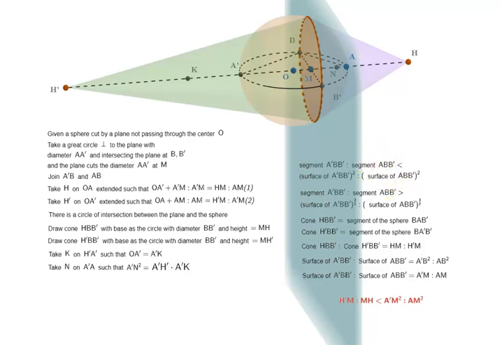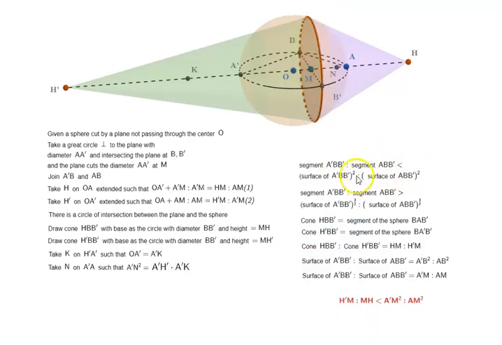So let me hide this plane. The first part, we can prove it by proving this inequality. Similarly, H'M is to MH is greater than A'M to the power of 3 by 2 is to AM to the power of 3 by 2. The second part, we can prove it in this way. If we are able to show this, that means we have proved the proposition.